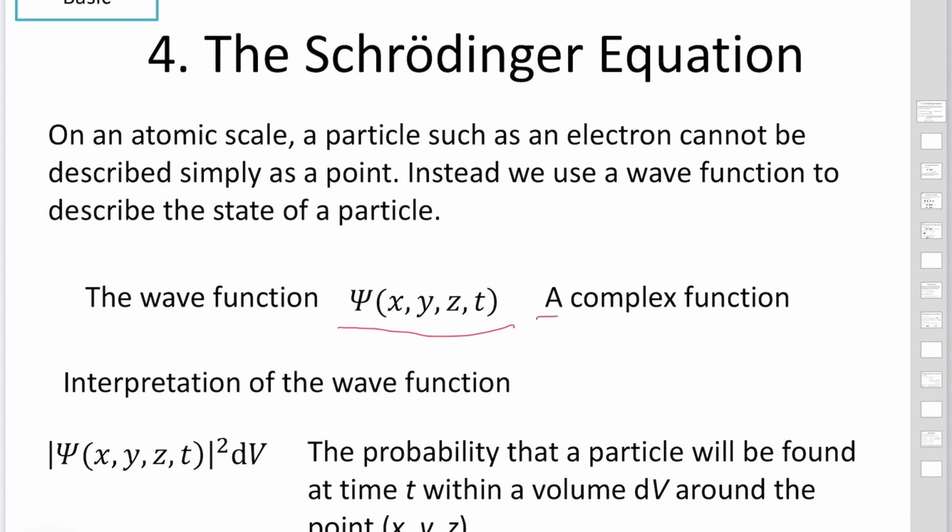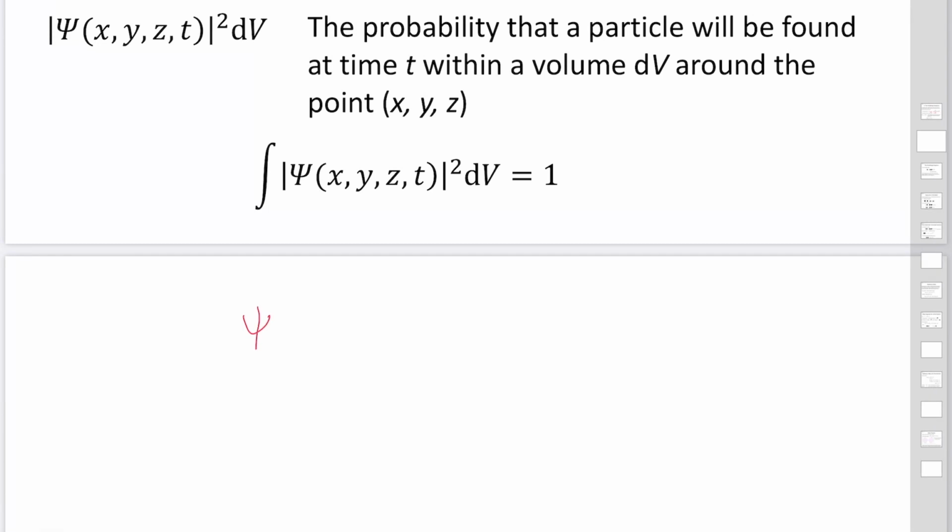Actually, this is a little bit weird, but it's a complex function. A complex number is expressed as a plus bi, where a and b are real numbers, and i is the imaginary number, the square root of minus 1. So as I explained, C is expressed as a plus bi. Then the complex conjugate is expressed as a minus bi.